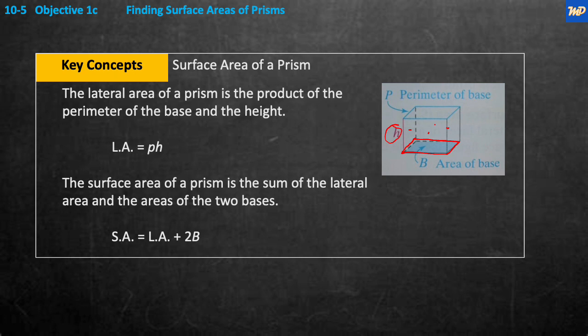The surface area of a prism is the sum of the lateral areas. Surface area is the lateral area, that's the perimeter times the height, plus 2 B's. We just went over that, but they're repeating it for you as a key concept. 2 bases plus all of the lateral areas. You find one base and multiply it by 2.